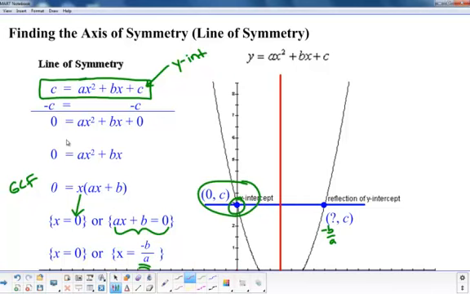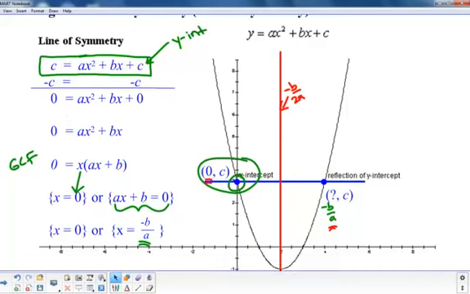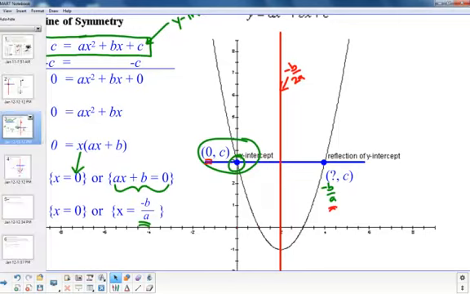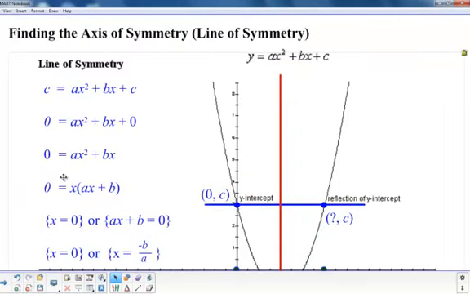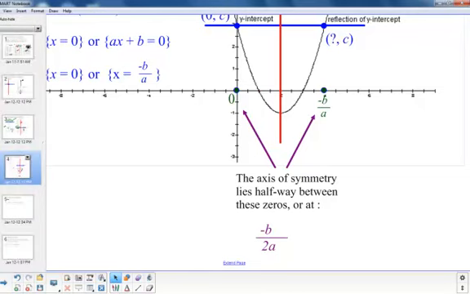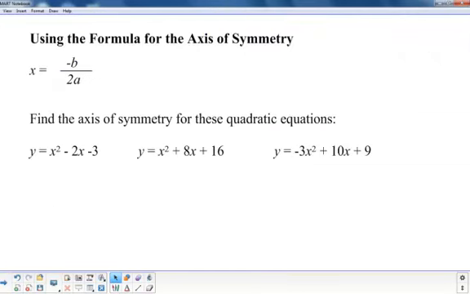The point directly in between 0 and negative b over a, right here, would be negative b over 2a. It would be half of that. You would add the 0 and the negative b over 2a and divide by 2. So to find the line of symmetry, we can always use this lovely new formula of negative b over 2a. Before this moment, we've always factored and solved, which we just did these first two problems somewhat doing that way.